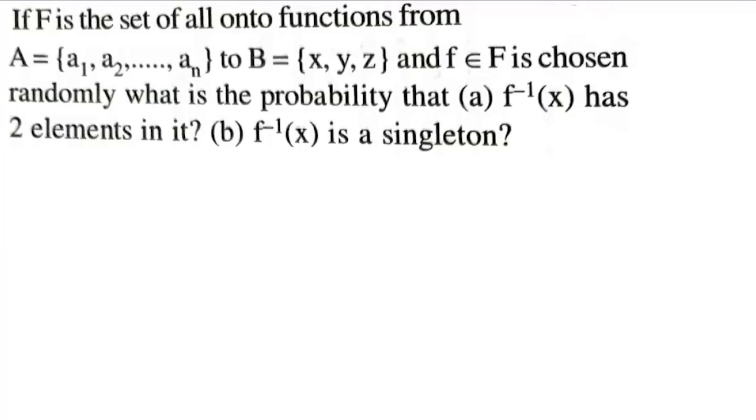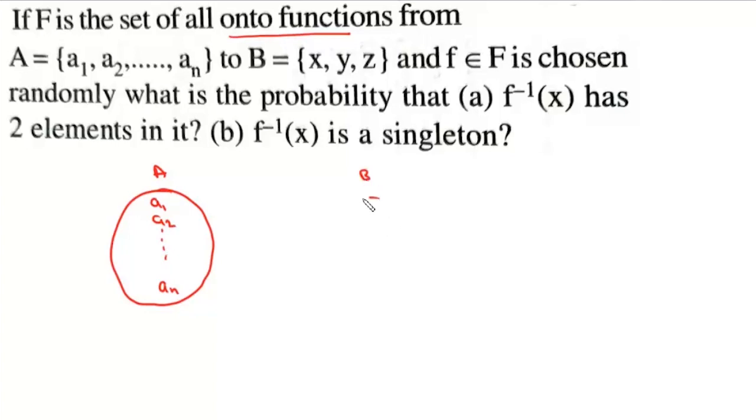Now here the question is, if f is a set of all onto functions from A to B. Now in this set A, we have n elements, A1, A2, An, and in this B, we have 3 elements which are X, Y, and Z. And f is chosen randomly. What is the probability that f inverse x has 2 elements in it? And the second part is f inverse x is a singleton.